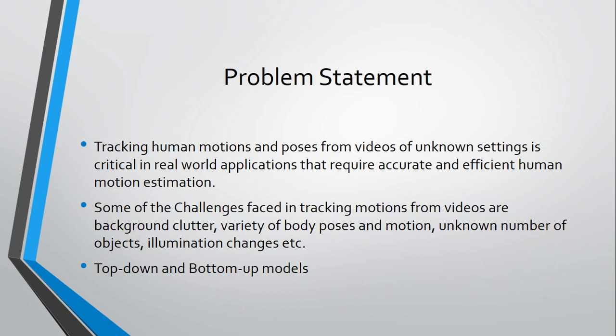So the problem statement. The problem that the authors are trying to solve is tracking human motions and poses from videos of unknown settings, which is critical in real-world applications that require accurate and efficient motion estimation. There are some challenges faced when extracting human motions from a video, such as unknown number of objects, illumination changes, or a variety of body motions. To solve this problem, the authors propose two classes of approaches in human motion estimation: the top-down model and the bottom-up model. We will talk more about these models in the next slide.